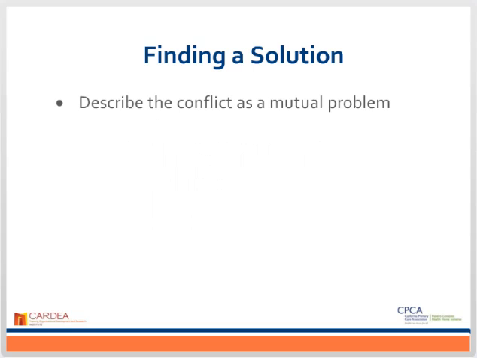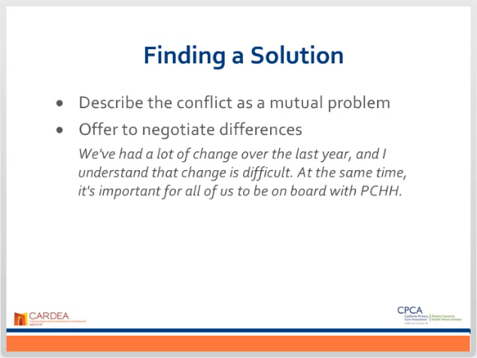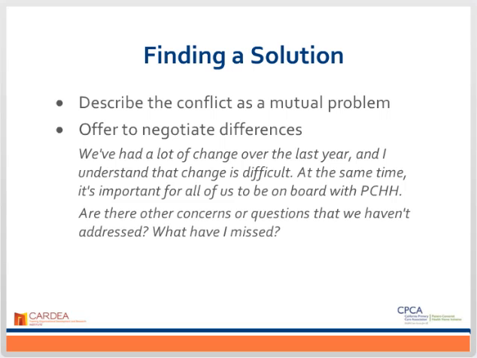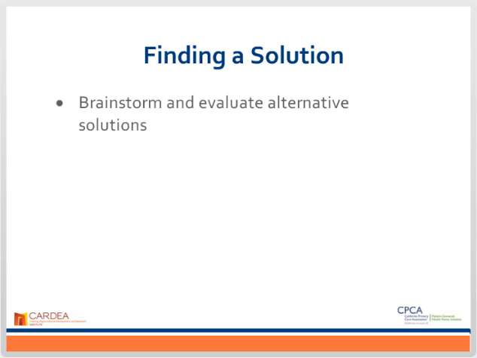First, describe the conflict as a mutual problem and offer to negotiate differences. We've had a lot of change over the last year, and I understand that change is difficult. At the same time, it's important for all of us to be on board with PCHH. Are there other concerns or questions that we haven't addressed? What have I missed?